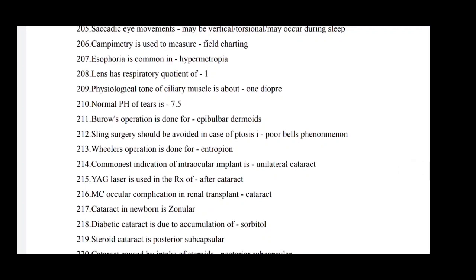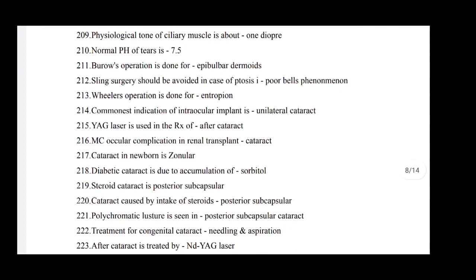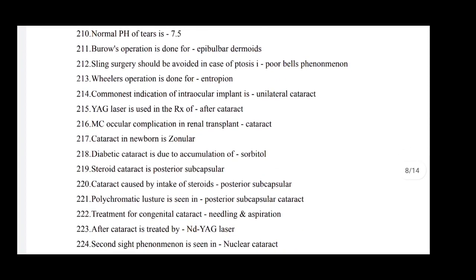Esophoria is common in hypermetropia. The lens has a respiratory quotient of 1. Physiological tone of ciliary muscles is about 1 diopter. Normal pH of tear is 7.5. Burrow's operation is done for epibulbar dermoid.